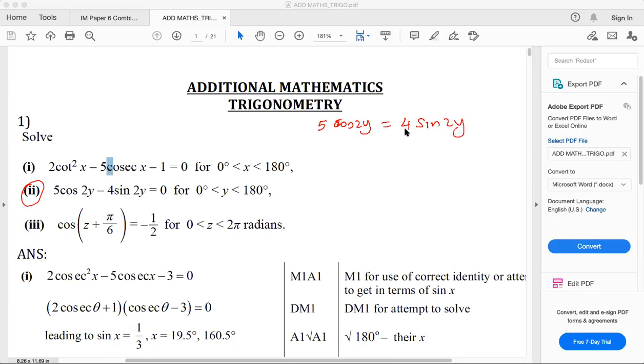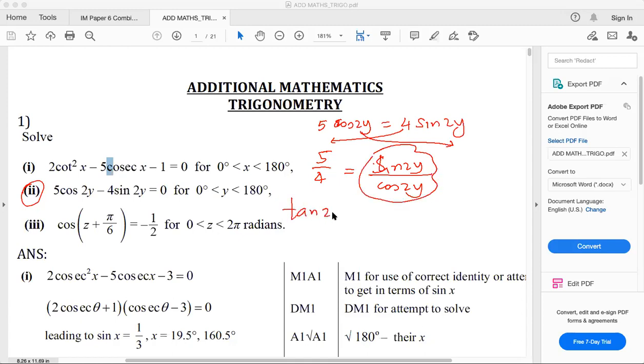Now you just bring the 4 here. So 5 over 4 equals sine 2y over cos 2y. I'm just bringing it down here, and what I'm trying to get is tan 2y equals 5 over 4. So the value of tan 2y is 5 over 4, and the range of y that we're looking at is 0 to 180. So first we're going to solve for 2y.